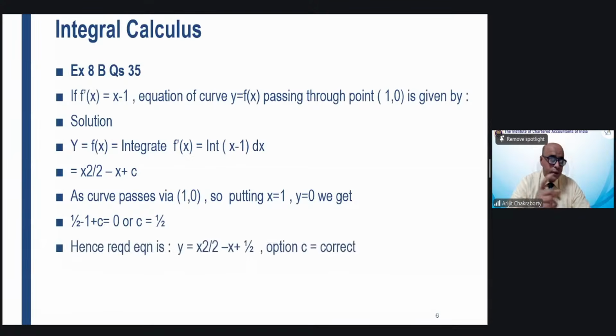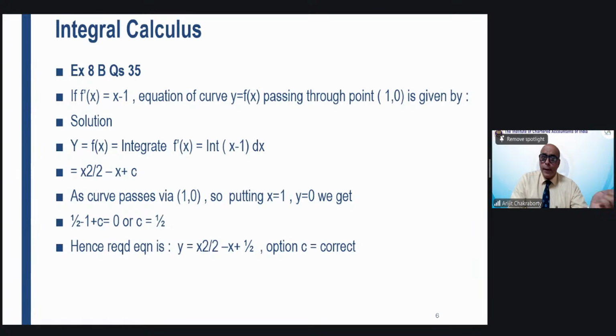If we equate this, then you are getting the value of c. I think c is half. Finally, the required equation: since you have got the value of c, you need to find the equation of the curve. The equation is x square by 2 minus x plus c.